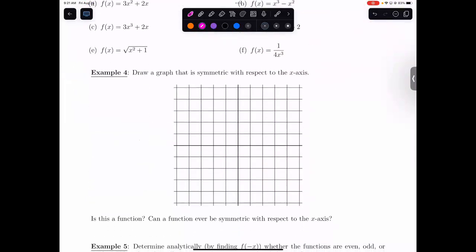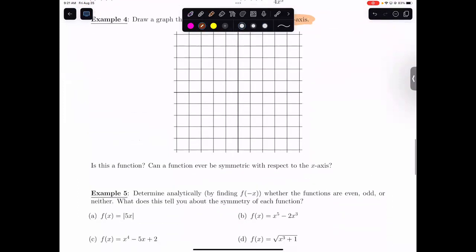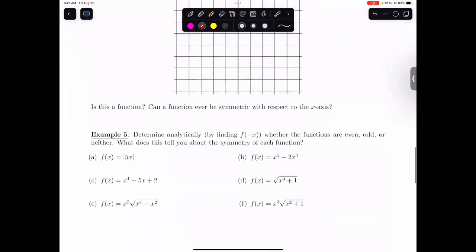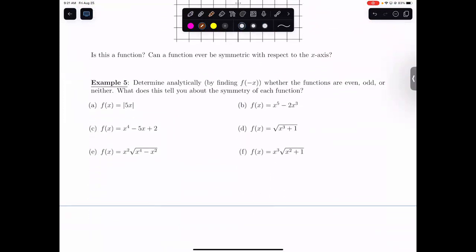For example 4, I want you to draw a graph that's symmetric with respect to the x-axis. We haven't talked about that at all. We're going to figure out why. So draw a graph that's symmetric with respect to the x-axis, and then think a little bit about what that would mean, and why that's in a different place, right? Why we haven't talked about that so far.